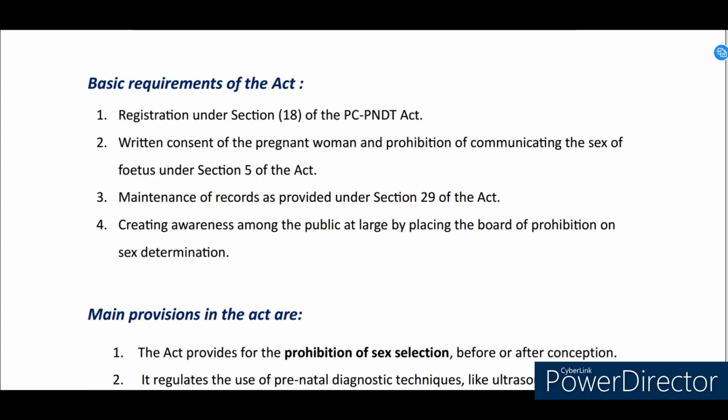The basic requirements of the Act are registration under Section 18 of the PC-PNDT Act, written consent of the pregnant woman, and prohibition of communicating the sex of fetus under Section 5 of the Act. Maintenance of records as provided under Section 29 of the Act. Creating awareness among the public at large by placing the Board of Prohibition on sex determination.